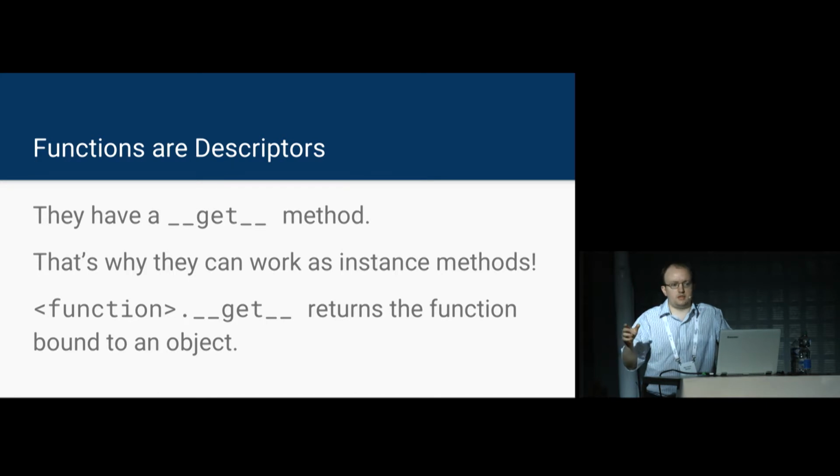And what they do in __get__, they receive the object, remember, and the class, and they return the same version of that function with the object applied as a first parameter, which is what we call a bound method, which is a function bound to an object.